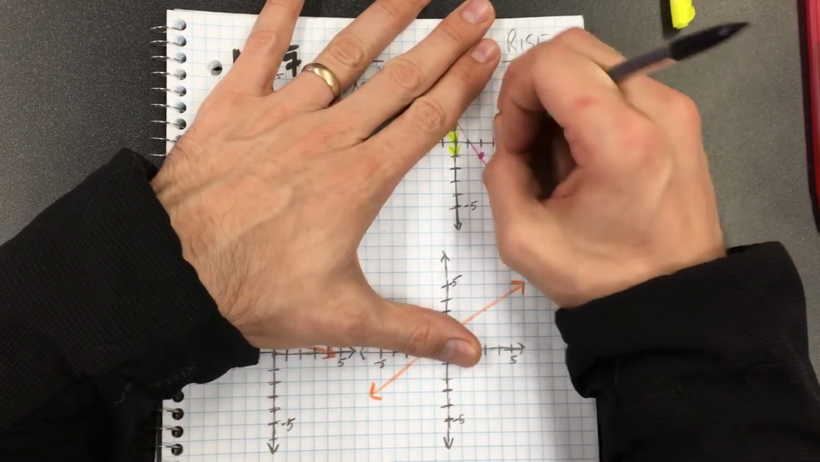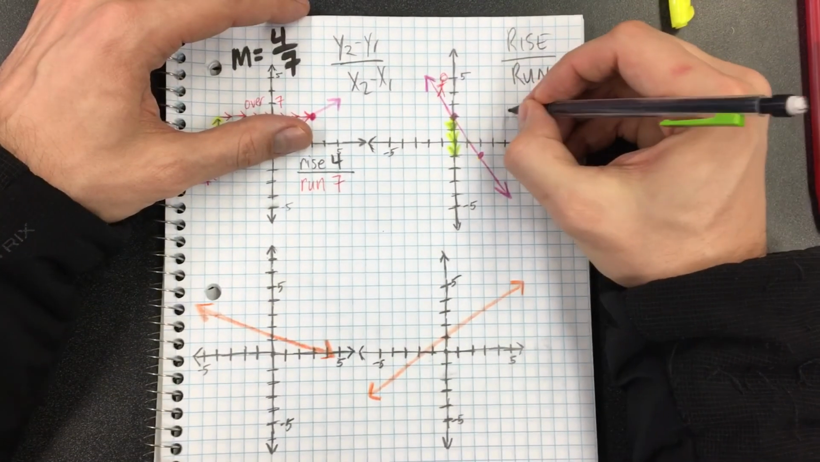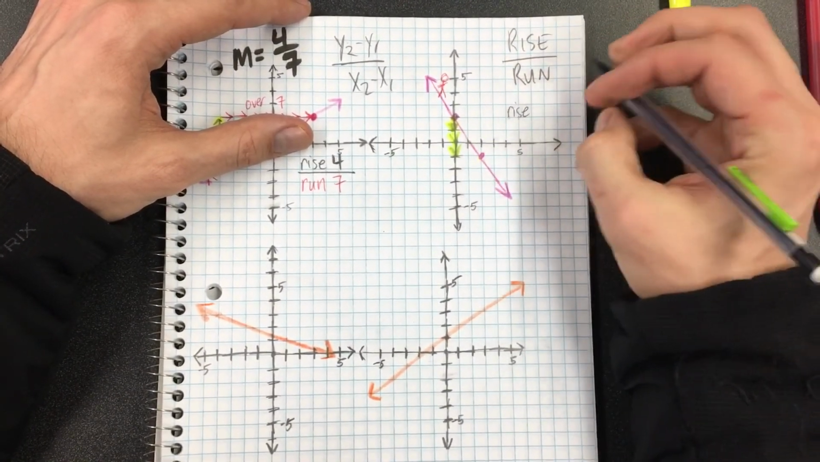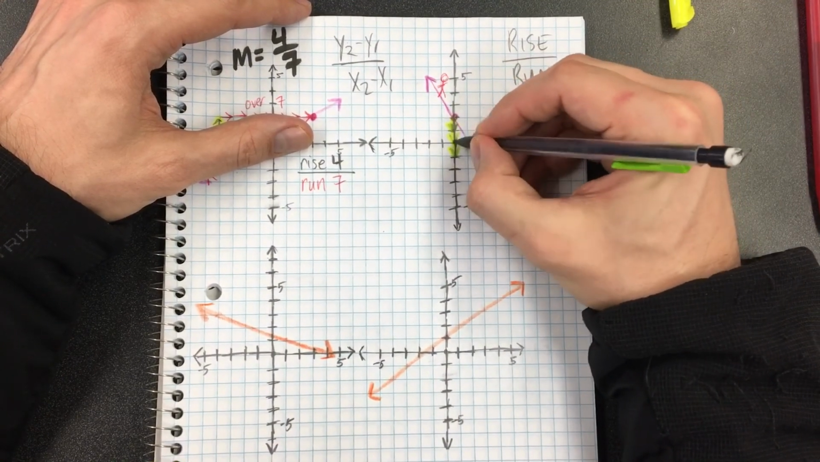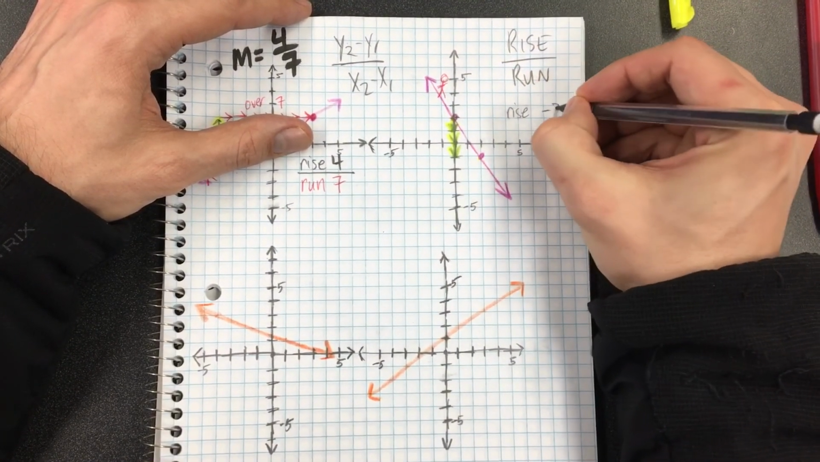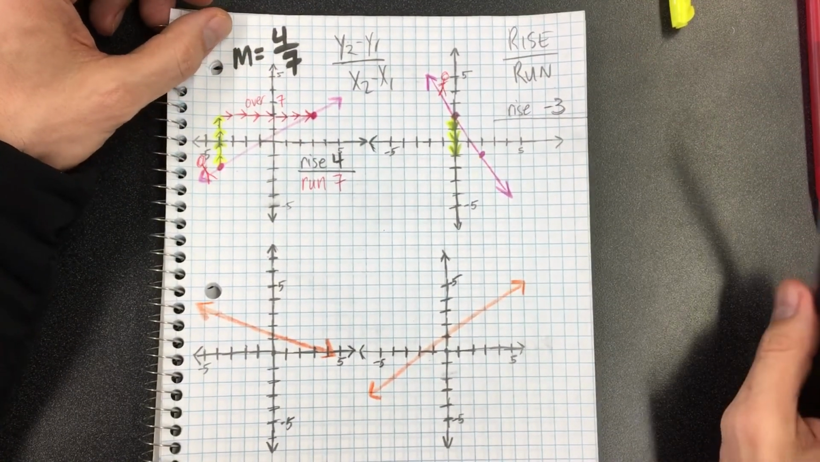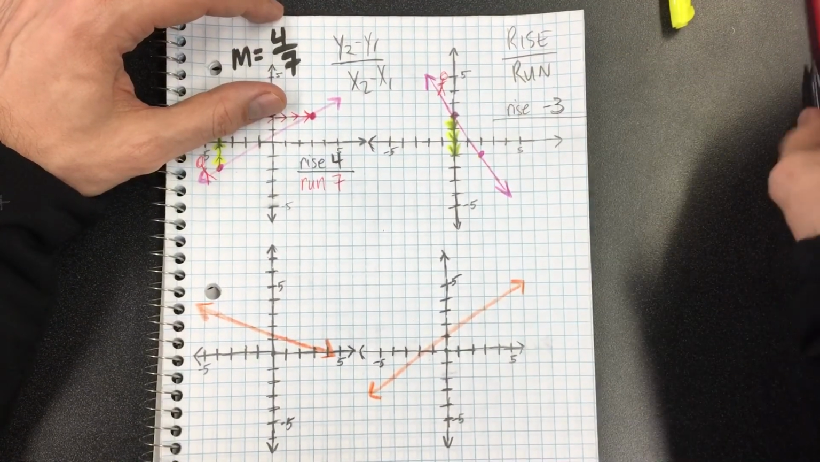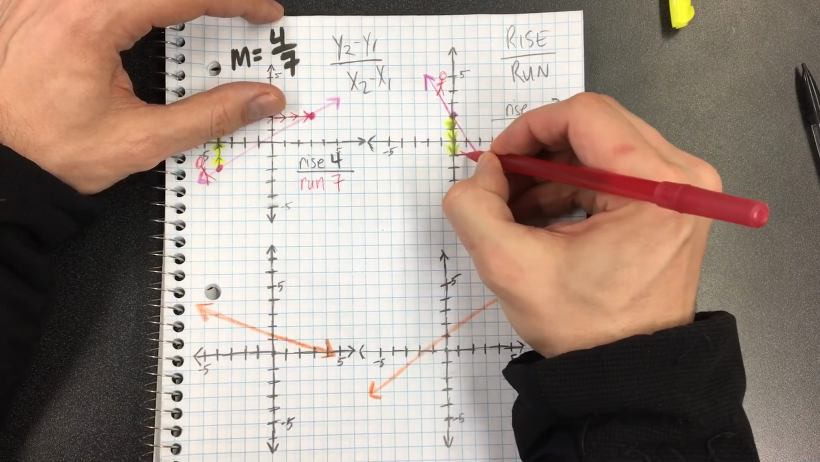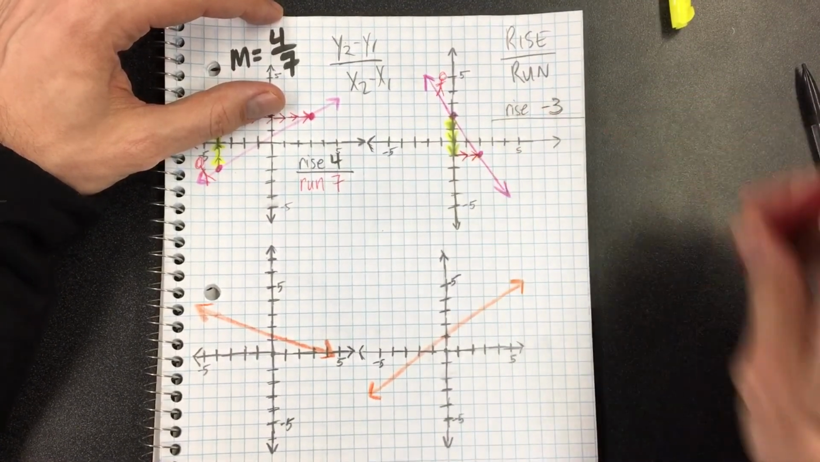Let me fix that. I said that wrong. I'm not rising, I'm actually falling. So to represent the fact that we went down 3, I'm going to put this negative. Since I wasn't really rising at all, I was falling, I'm going to put rise as -3. And then the run: how far did I have to go over? I'm going over 1, 2, 2 to the right.